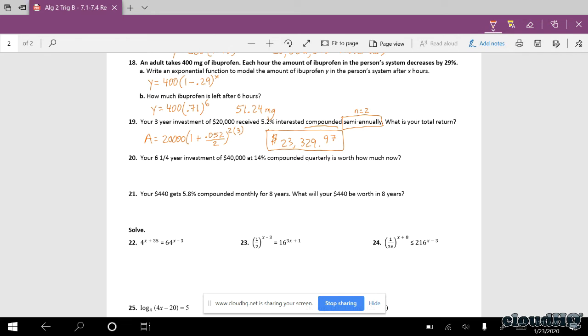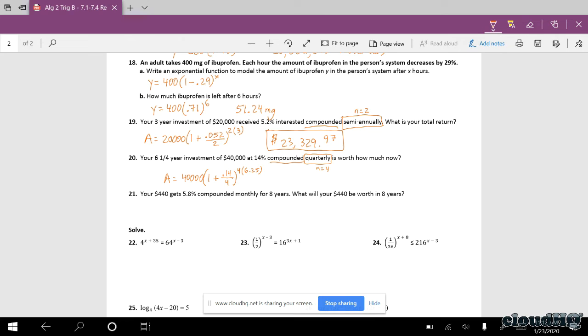Number 20, we have another investment compounded quarterly. What's our end value going to be if it's quarterly? 4. So 40,000 times 1 plus, our rate is 14%, so 0.14. It's a good investment. Compounded quarterly, so divide the 14 by 4 and multiply the number of years by 4. This is a 6.25 year investment. Like you're getting interest 4 times a year.